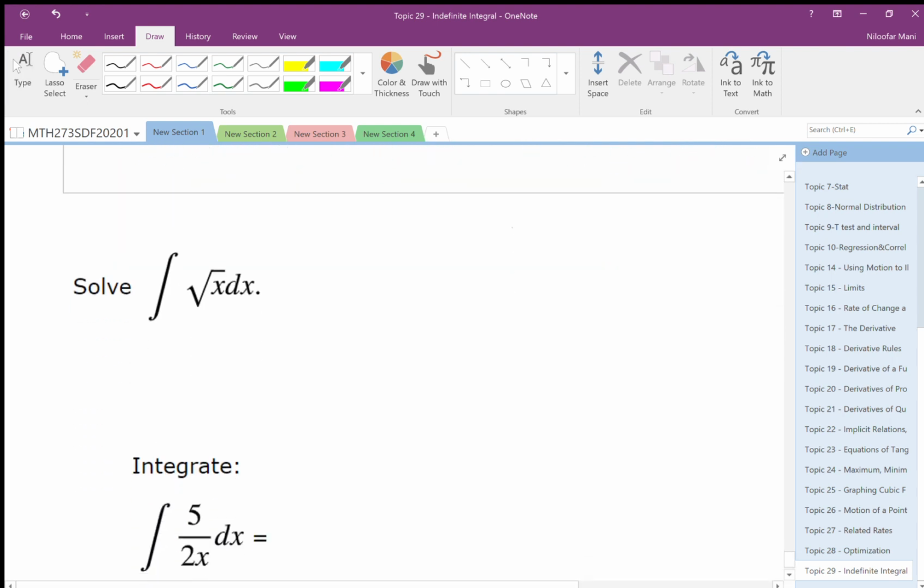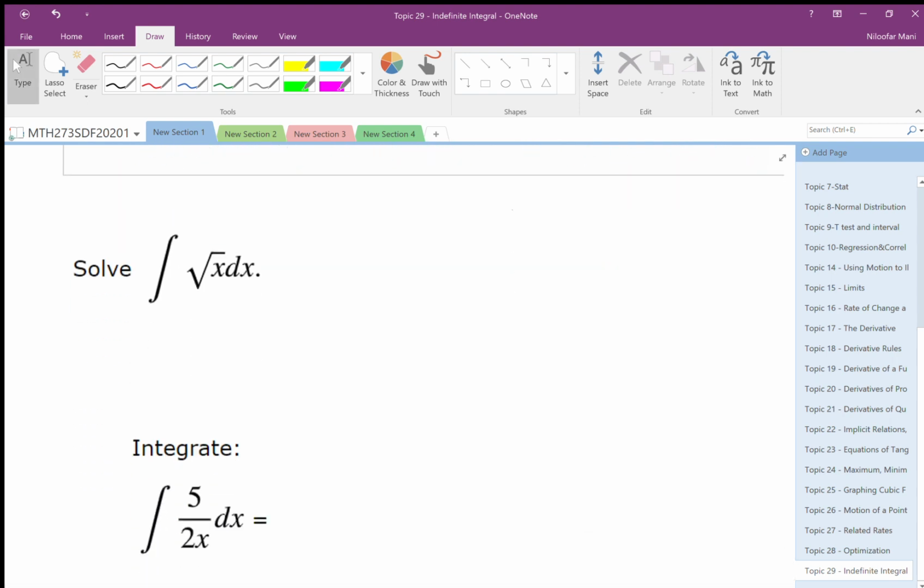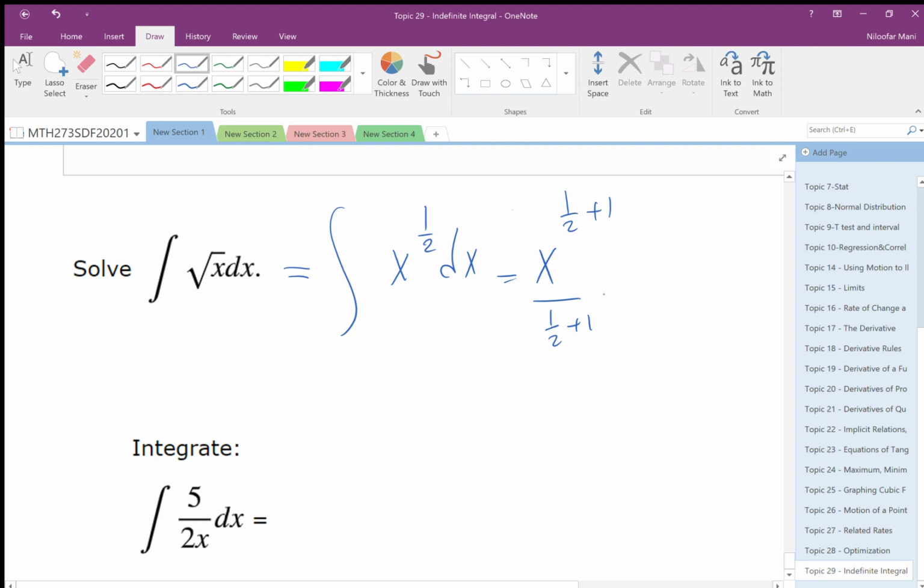Okay, how about here? This is radical. I know it's integral x power 1 over 2 dx, which is x power 1 over 2 plus 1 divided by 1 over 2 plus 1 plus c, which is x power 3 over 2 divided by 3 over 2, which is 2 over 3 radical x cubed plus c.